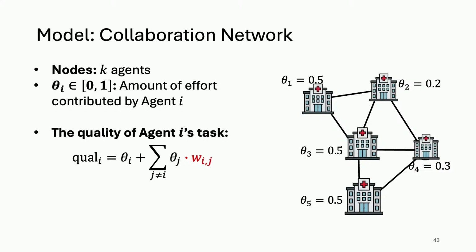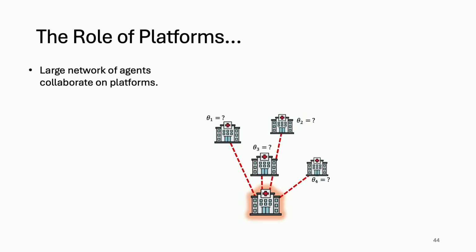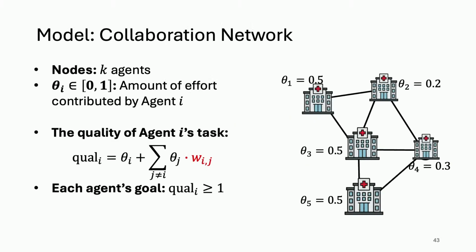And go back to this model. For every agent, its objective is to achieve a task quality greater than 1. Is the weight always positive? Yes. Always positive. Yes, I think so.